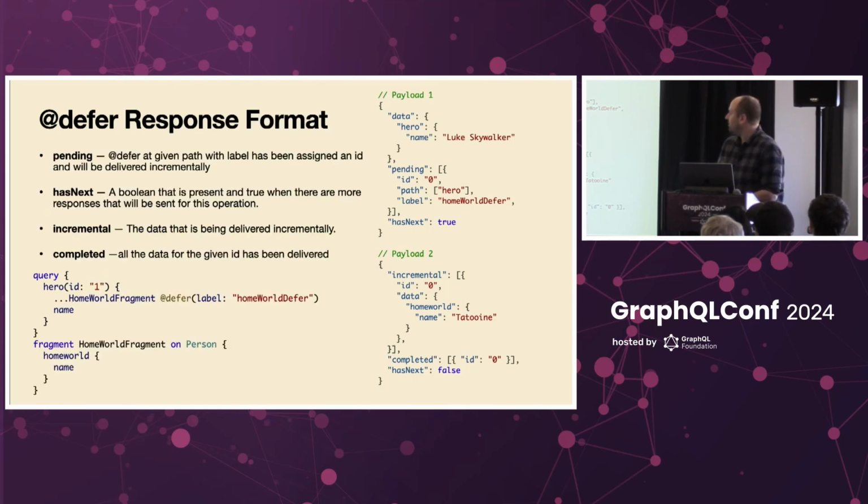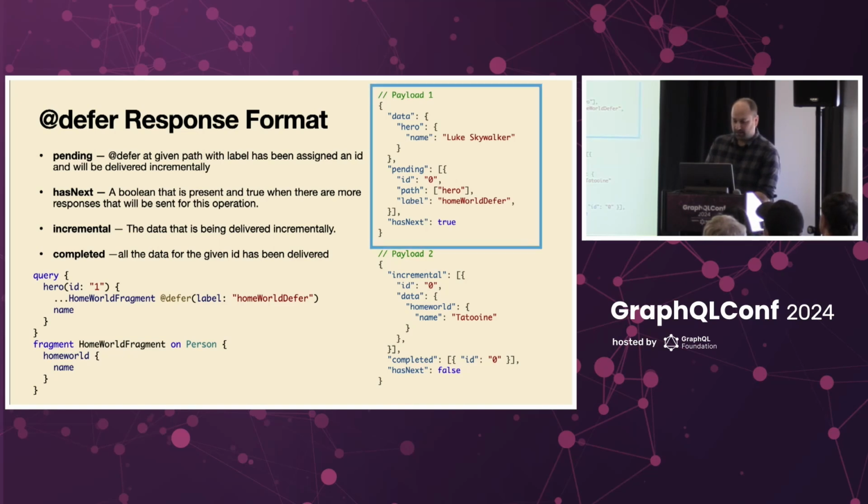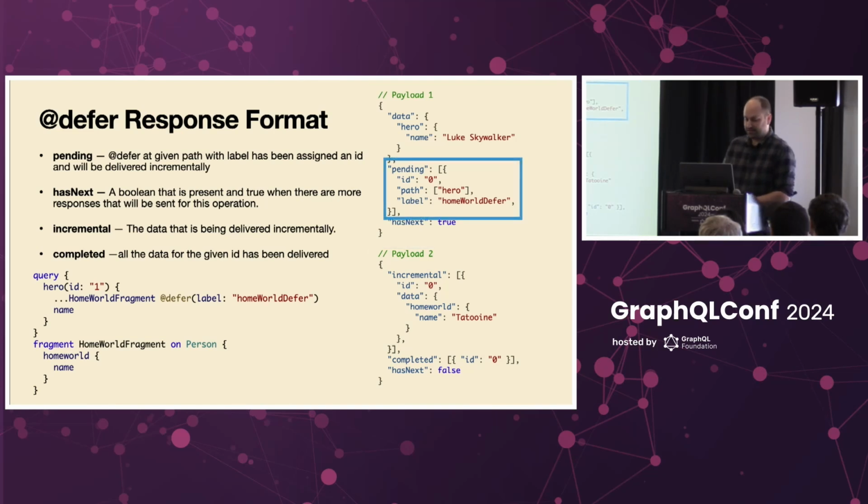I'm going to look more closely at the response now. So first, you're going to get the initial payload. And this has the data. This is just like a normal GraphQL response. But the data that's deferred isn't in here. And there is a new object on this response, pending. It's an array of objects. And this is telling the client that the server is working to deliver some data incrementally.